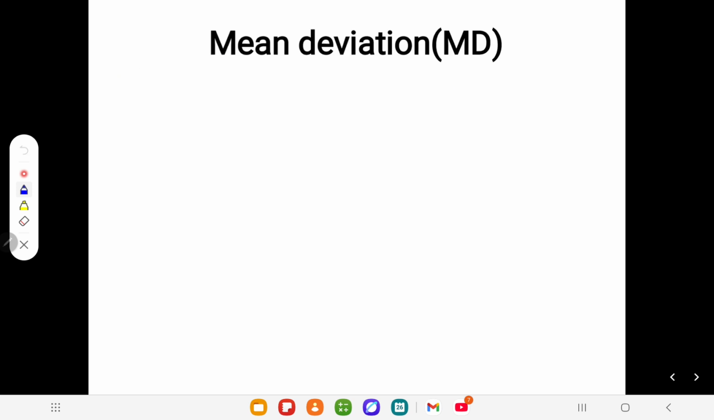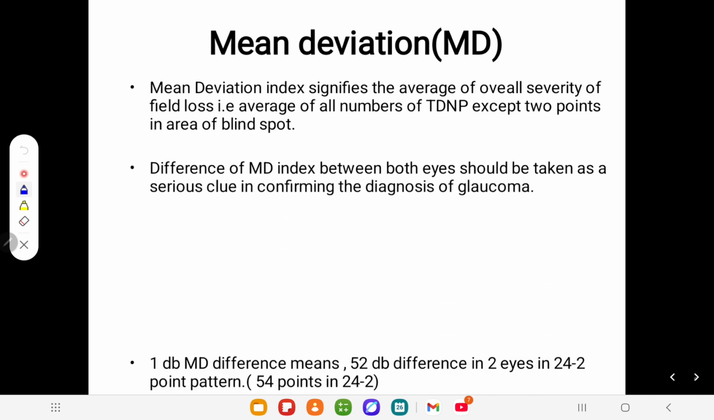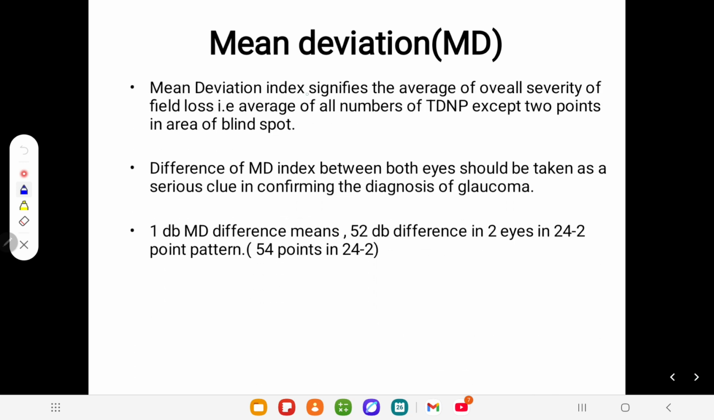I'll definitely cover that in the next video, next slide. Sorry. So mean deviation. The mean deviation index signifies the average overall sensitivity loss. Just remember, average overall sensitivity. It is the average of all total deviation numeric plot values except 2 points. Those 2 points fall in the blind spot. Basically it means 54 minus 2, which means 52 points.